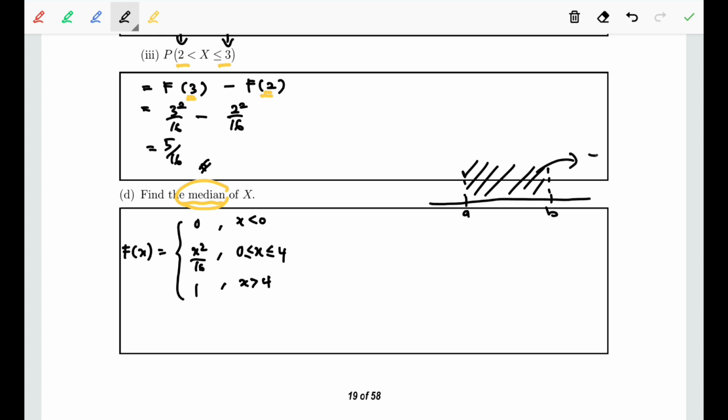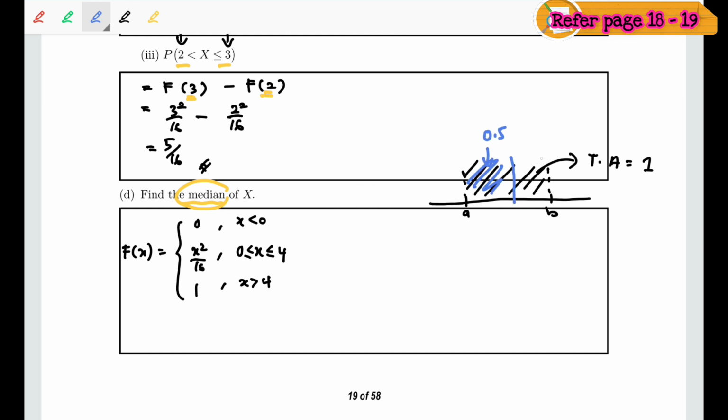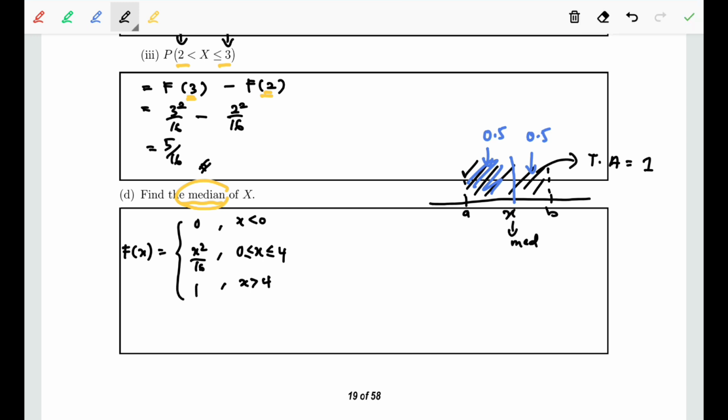Since the total area should be 1, median means the value of x that cuts the area in half. So we want to find half of the area, which should be 0.5 and 0.5. What is the value of x here? This is the median. We want to find this x which cuts the area into the first half and the second half.